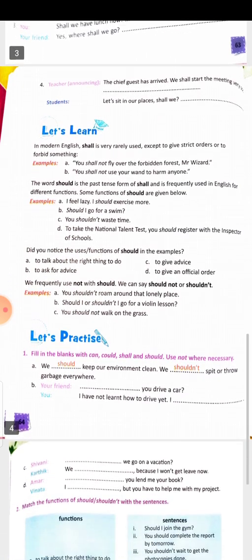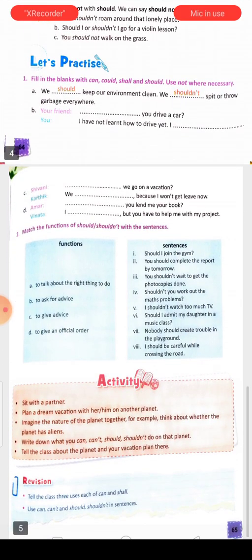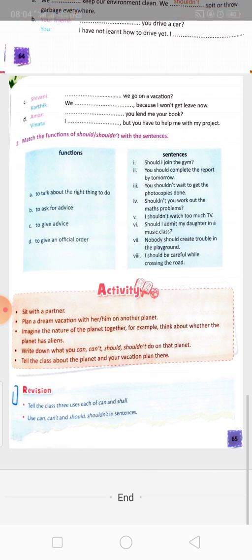Okay. Next is coming another one. This one you will do by yourself. Number B I am doing for you. Dash can drive a car. Can you drive a car? I have not learned how to drive yet. I cannot. Okay. So do this one.